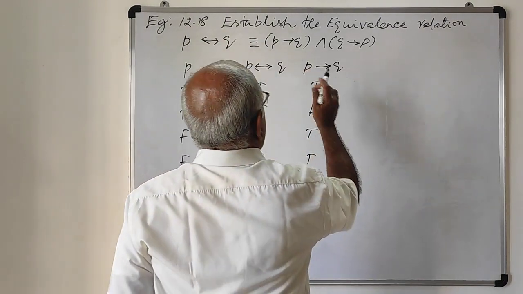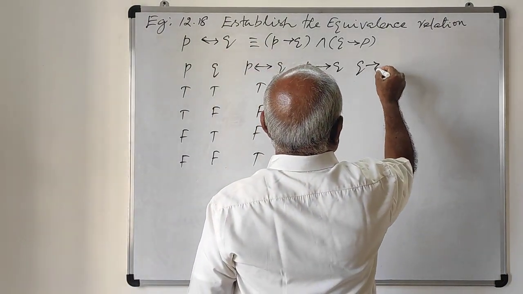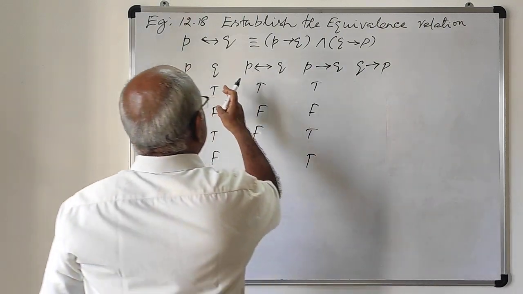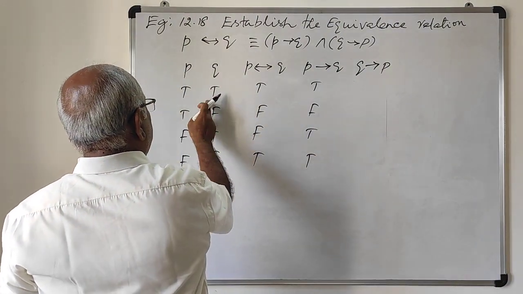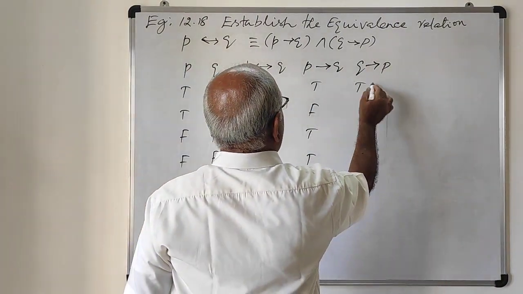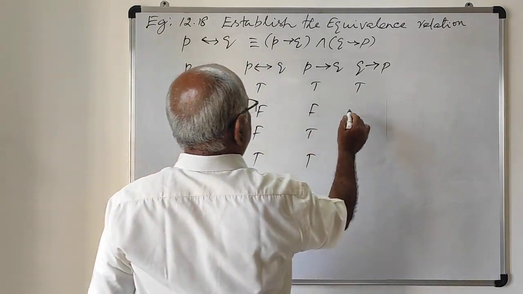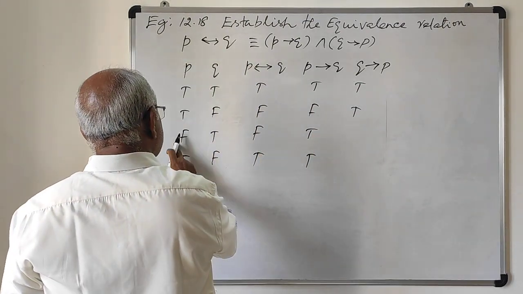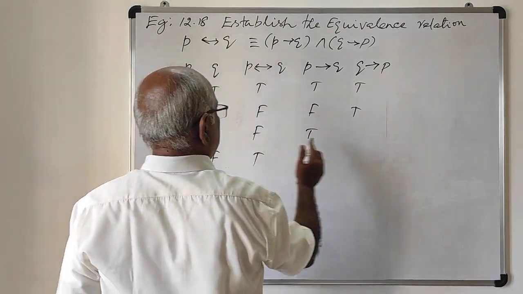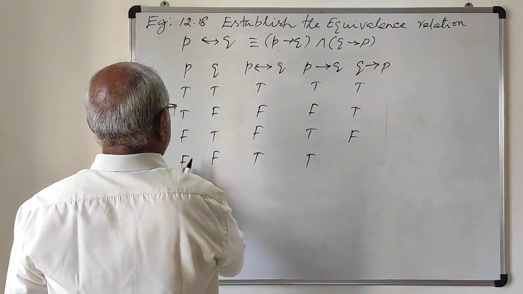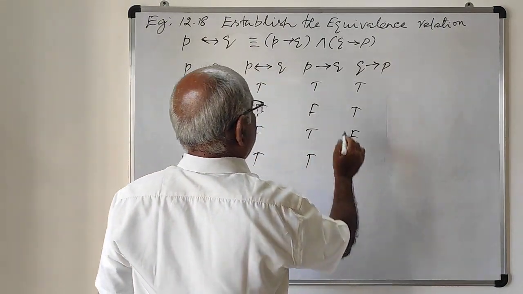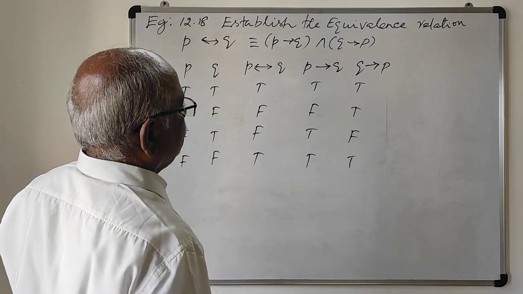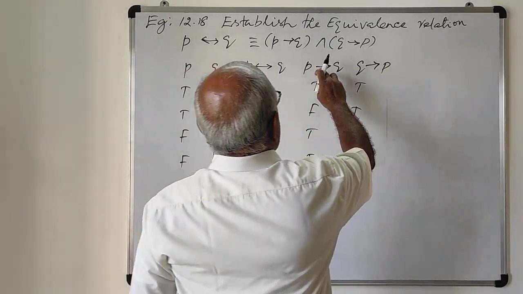That is single condition. Similarly, Q implies P. T implies T is T. F implies T is T. T implies F: first statement T, second statement F, the truth value is F. F implies F is T. Over. Next, the final statement, right hand side.